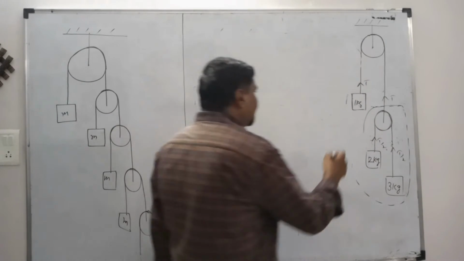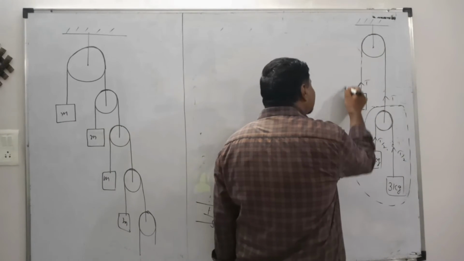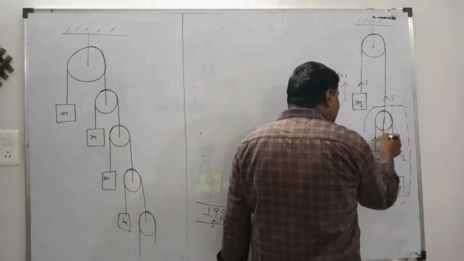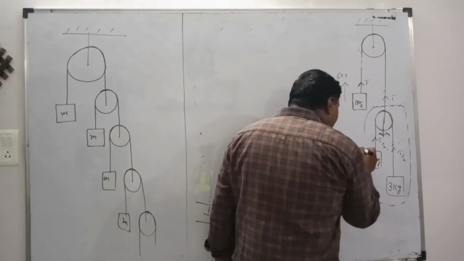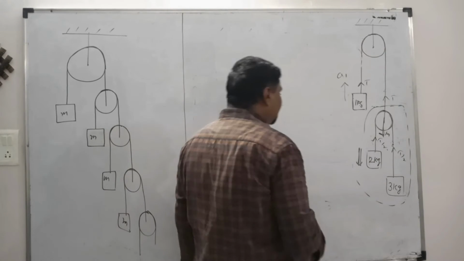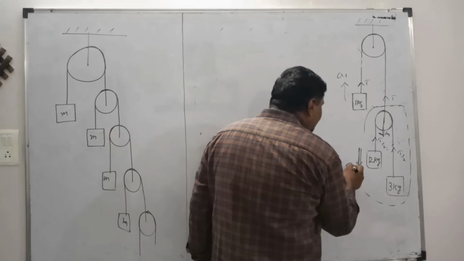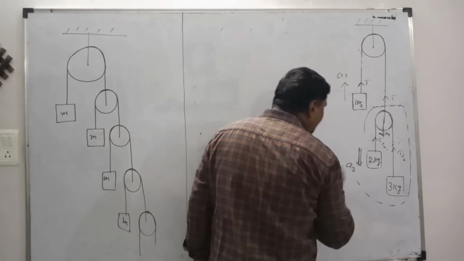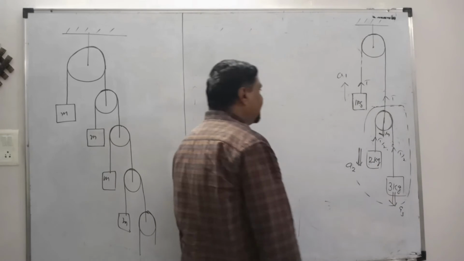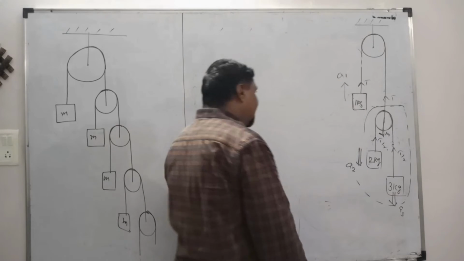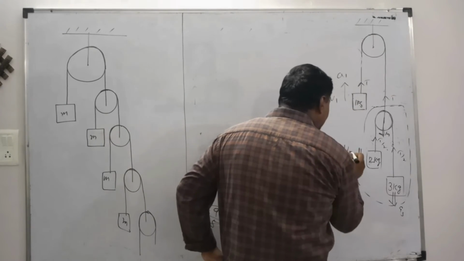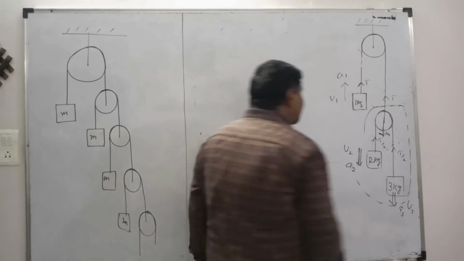So in this problem, the acceleration of this block is, let's assume, a1. So this pulley also goes down with the same acceleration a1, and I am assuming this block is going downward. I am assuming the acceleration of this block is a2, that is downward, and the acceleration of this block is a3, that is also downward. Let the velocity of this be v1, velocity of this be v2, and velocity of this be v3.